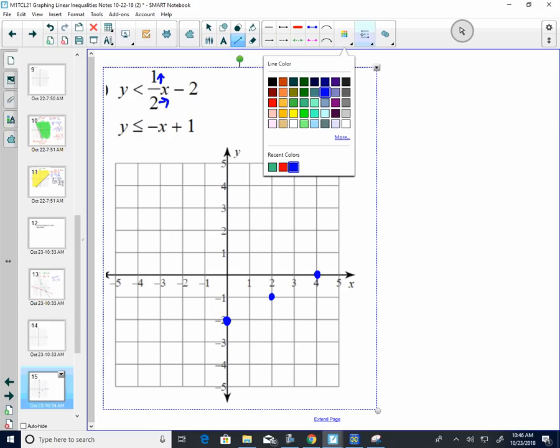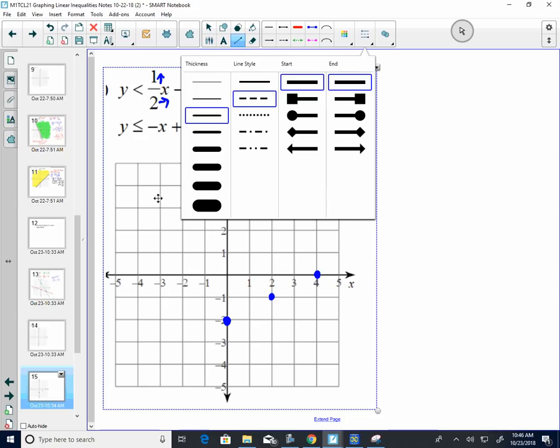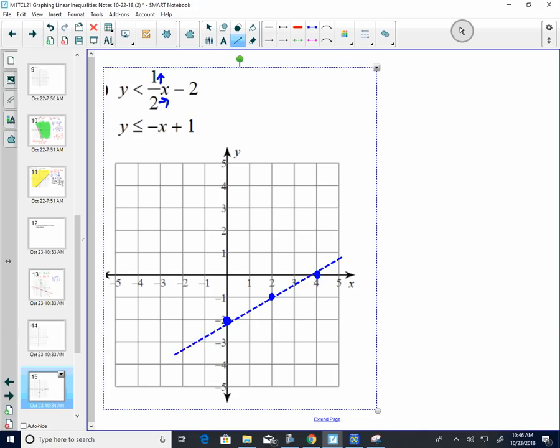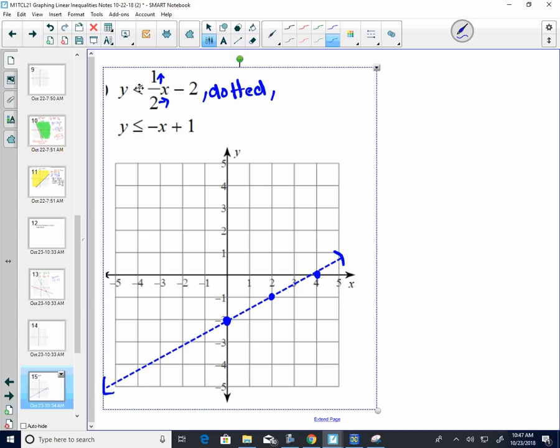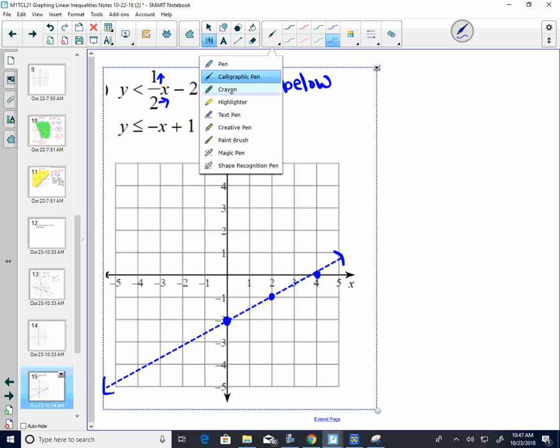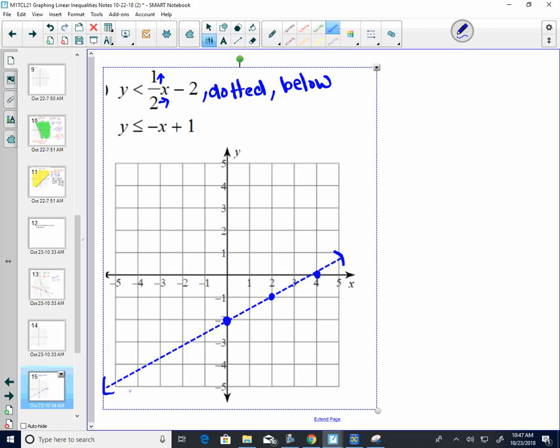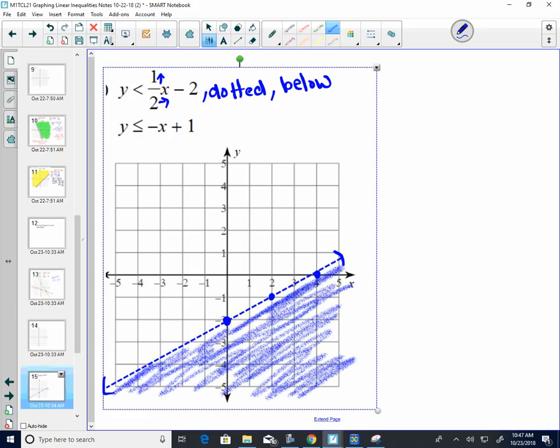And it's actually going to be a dotted line because it does not have the equal sign underneath the symbol. So I can connect them with a dotted line. And since it's already solved for y, I see that this is not open towards the y, so that means I need to shade below. So let's pick a blue here, and we're going to shade down here, below. And again, it doesn't have to be perfect, we just have to be able to see where it's at.